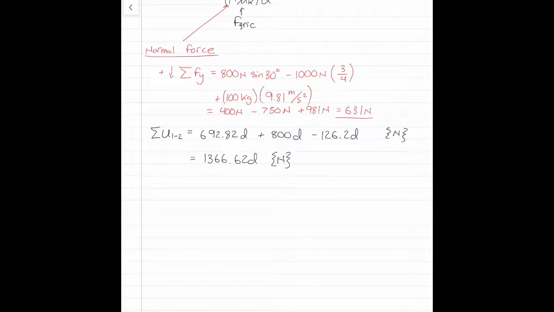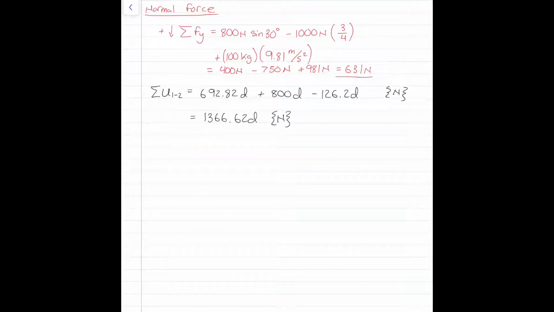And so we'll go ahead and simplify that further. We'll get 1,366.62 times the distance traveled. And that's the work done. We'll go ahead and look at kinetic energy now as the other part of the work energy equation. As we stated before, the kinetic energy is equal to 1/2 times the mass times the velocity squared. The initial kinetic energy is 0 because we have a 0 velocity. So since it's at rest, initial kinetic energy is 0.